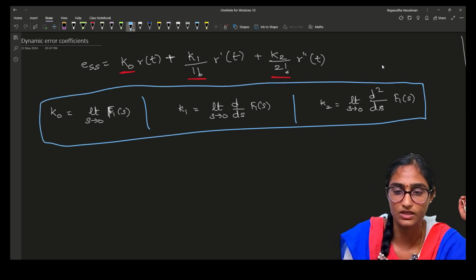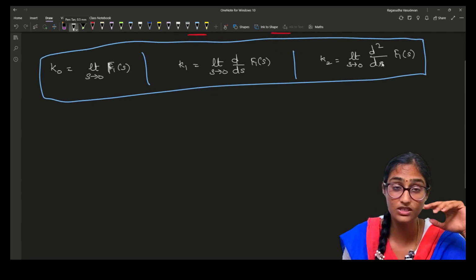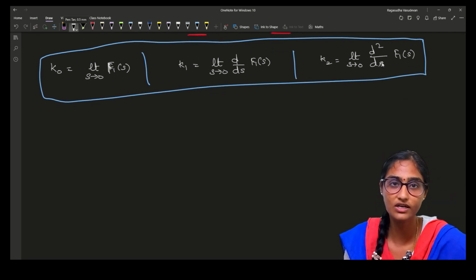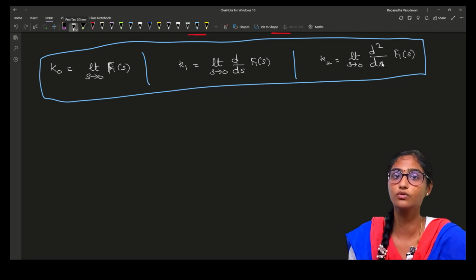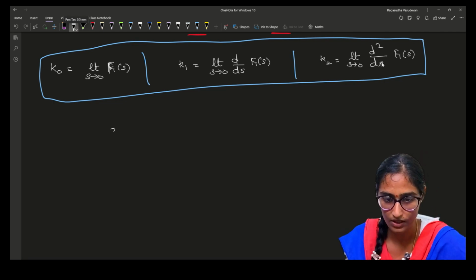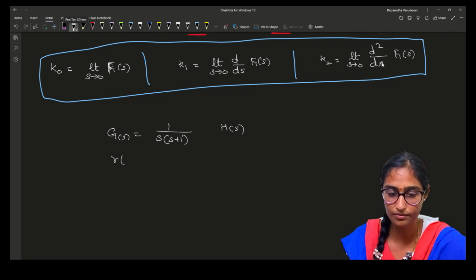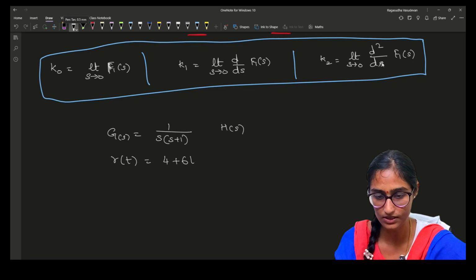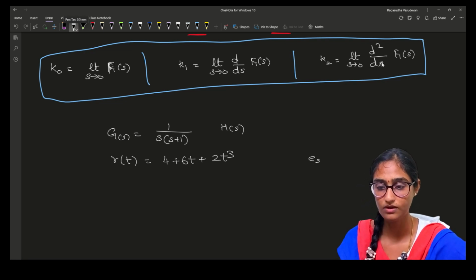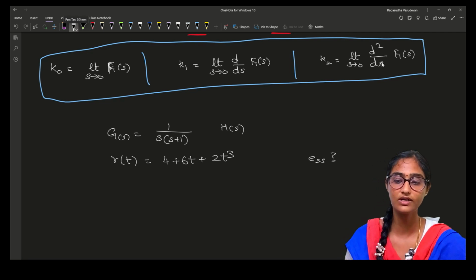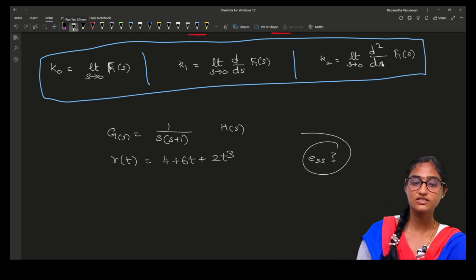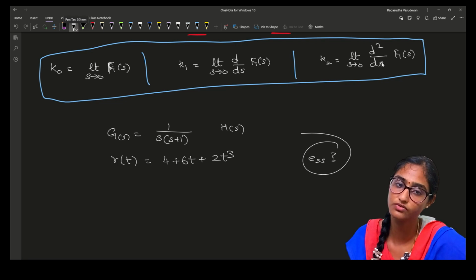Let's solve a problem in this case. We just need to remember these formulas, and if you want in-depth understanding, you just let me know. I'll do a video on the derivation part too. So for a system transfer function, let us say 1 by s into s plus 1, which has a unity feedback, and the applied input is 4 plus 6t plus 2t cube. Find out the steady state error of this system by the dynamic error coefficient method. Just with the use of these formulas, you should be able to solve this problem.